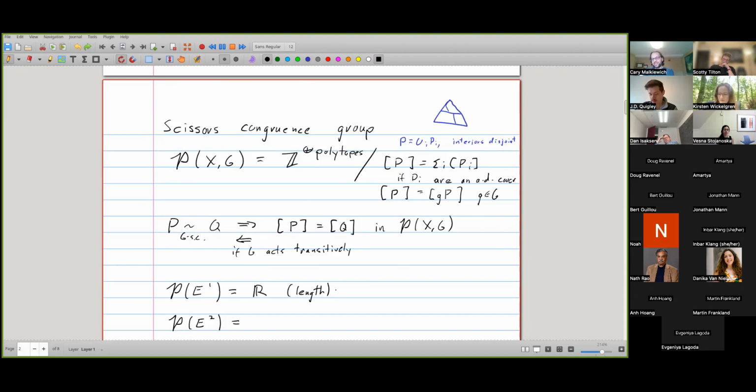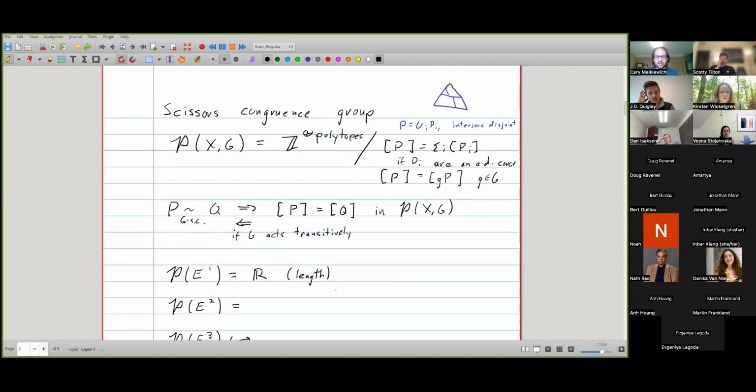Of course, I have negative lengths here because in this group, I added formal inverses to all the polytopes. So I can have a formal inverse of a line segment, and that will have negative length. Similarly, as I mentioned before, let's go to the two-dimensional Euclidean plane. Two polygons here are scissors congruent precisely if they have the same area. So as a result, this scissors congruence group for the plane is also R, but it's a different R because now this R is counting the area of your polygons.